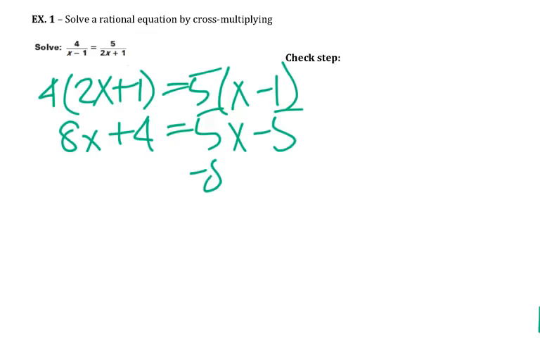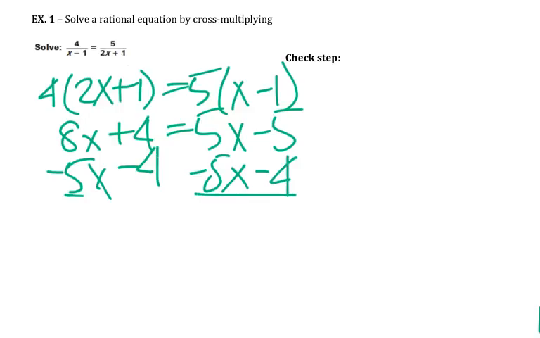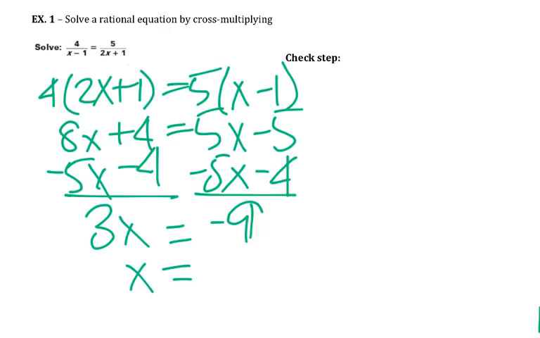I'm going to subtract 5x and subtract 4. And I get 3x equals negative 9. So x is equal to negative 3.